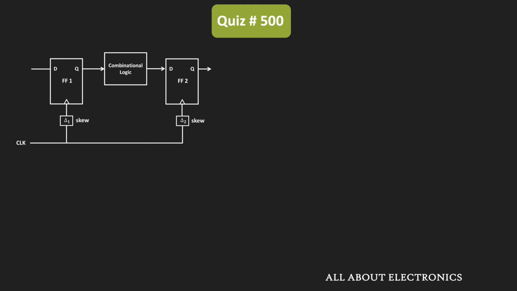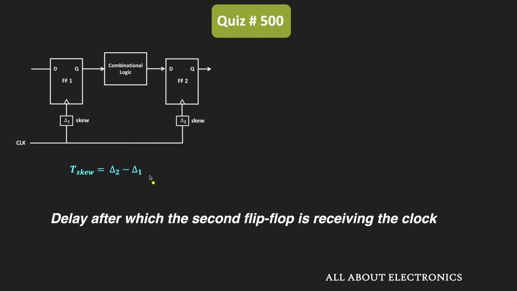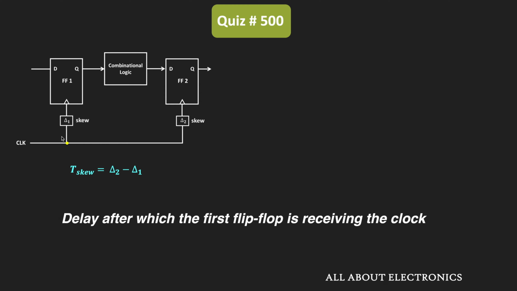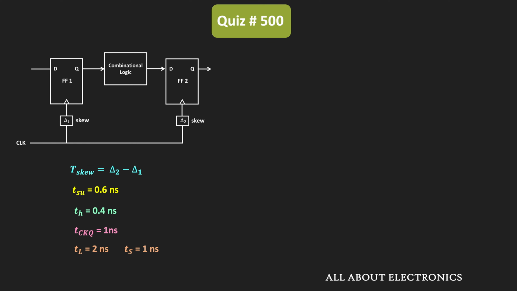So here, for the given circuit, the clock skew is defined as delta 2 minus delta 1, where delta 2 is the time when the second flip-flop is receiving the clock, and delta 1 is the time when the first flip-flop is receiving the clock. And these are all the different timing parameters. This TL is the maximum propagation delay of this combinational logic, and this TS is the minimum propagation delay. Likewise, this TCKQ is the propagation delay of the flip-flop, and this TH and the T setup are the hold time and the setup time of the flip-flops.